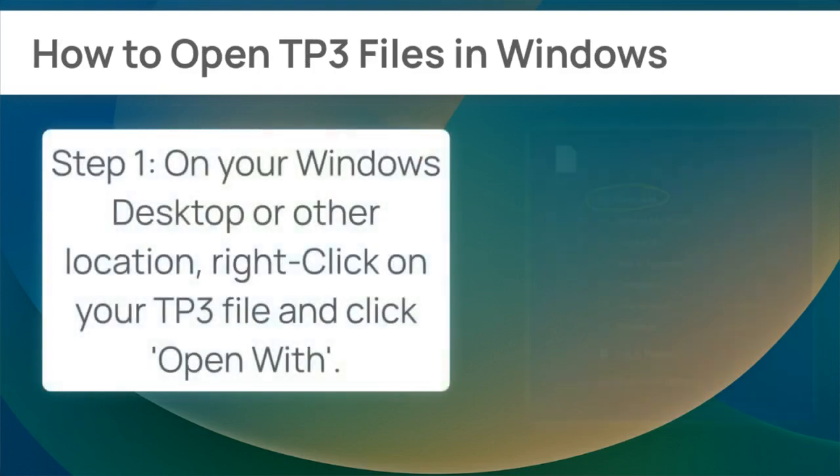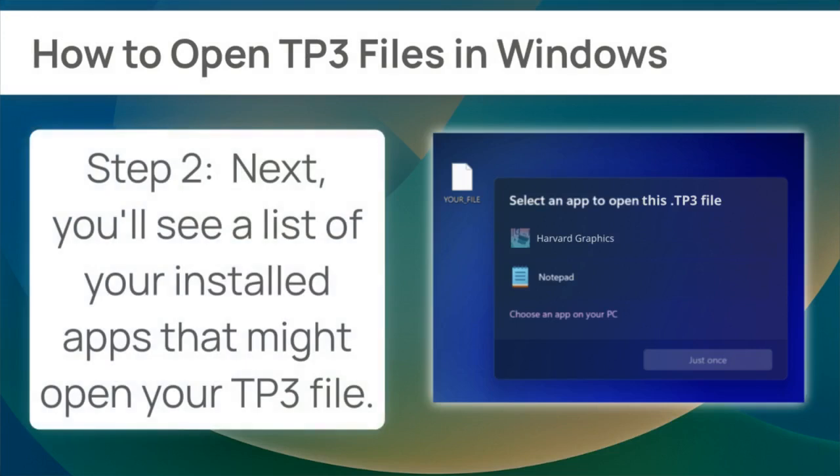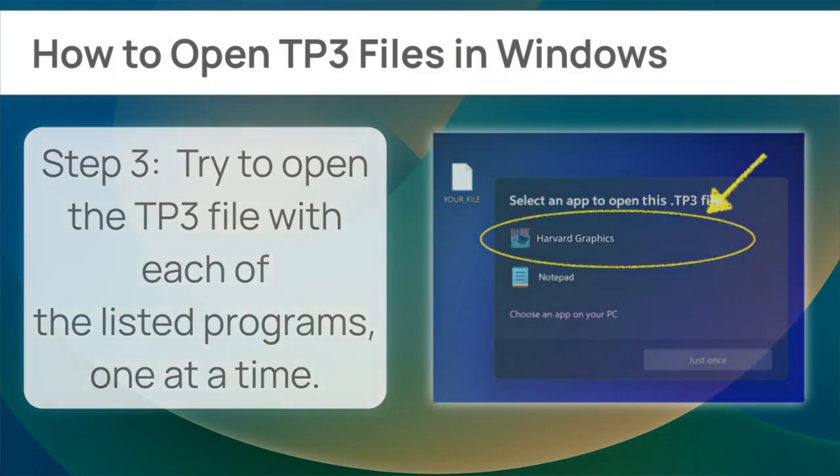The first step is to check which program successfully reads the file's header. Right-click the TP3 file and click Open With. Test Harvard Graphics if present. If it is unavailable, select another program. We need to check every option.